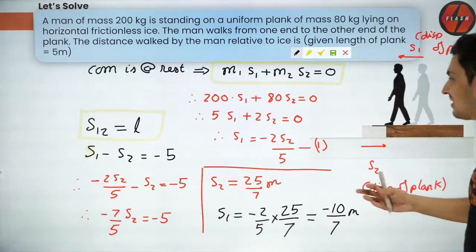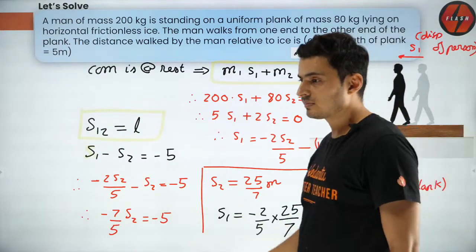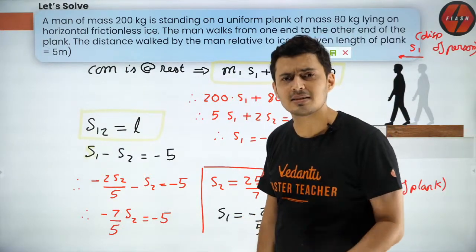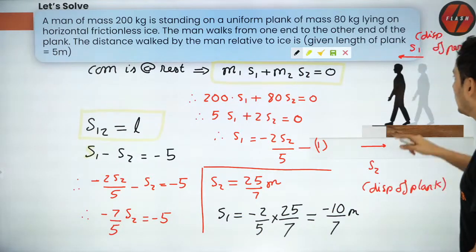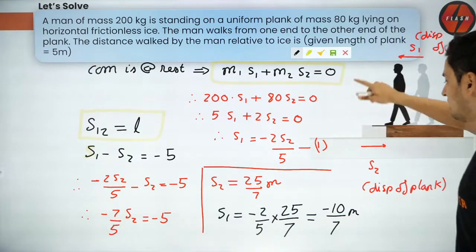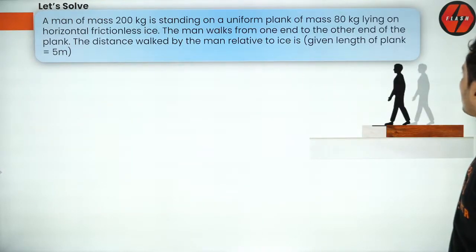Correct. Isn't this beautiful? Now there are 100 masses also you can solve it. It's just that the number of equations will increase, that's all. But at least you can make the equations, right? I hope you got it. So that's how you get it. 25 by 7 and -10 by 7. I think the answer given over here was none of them.